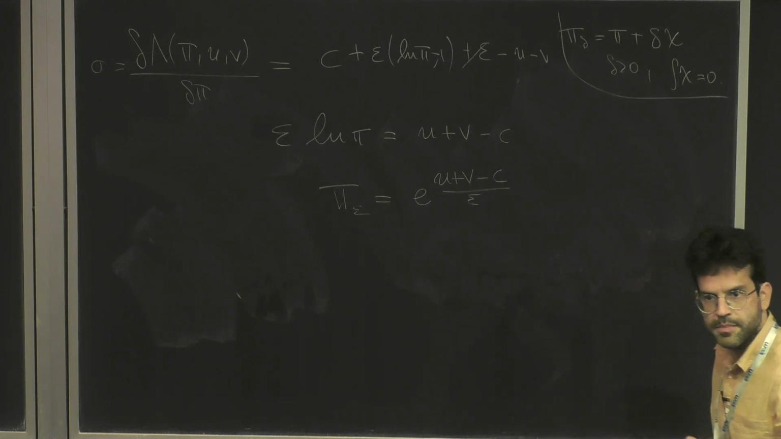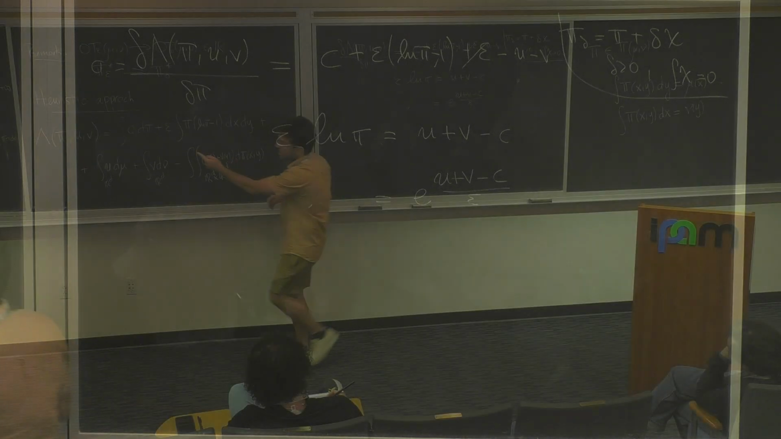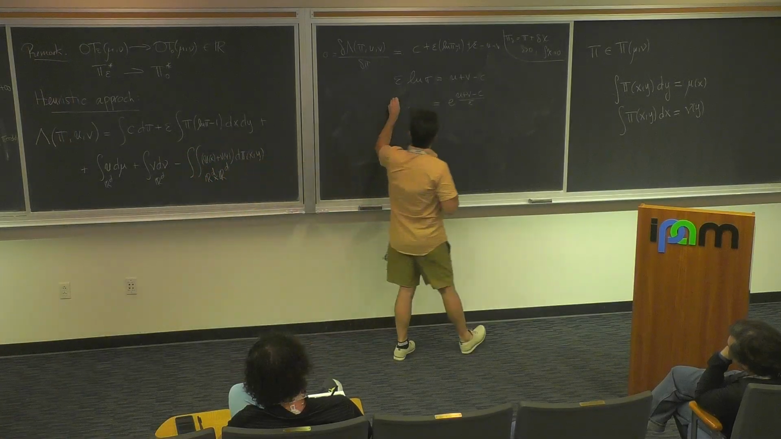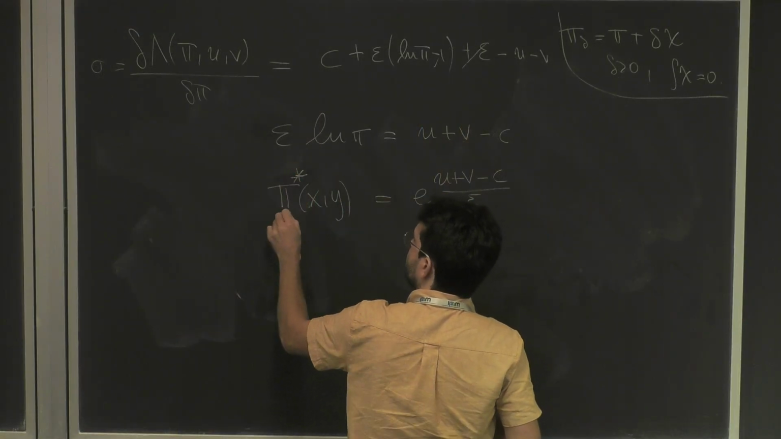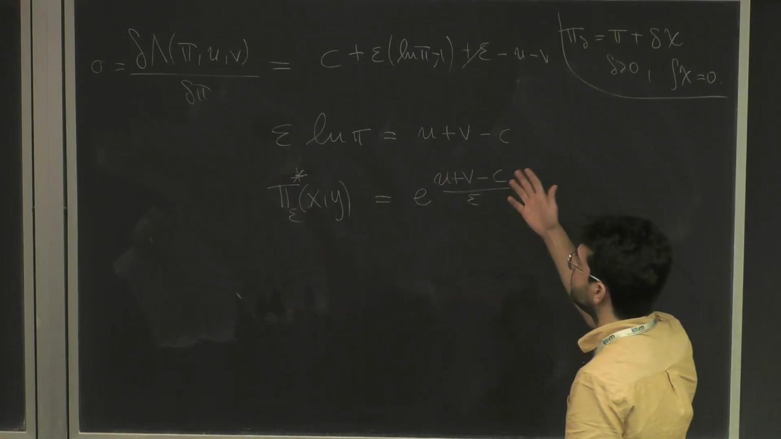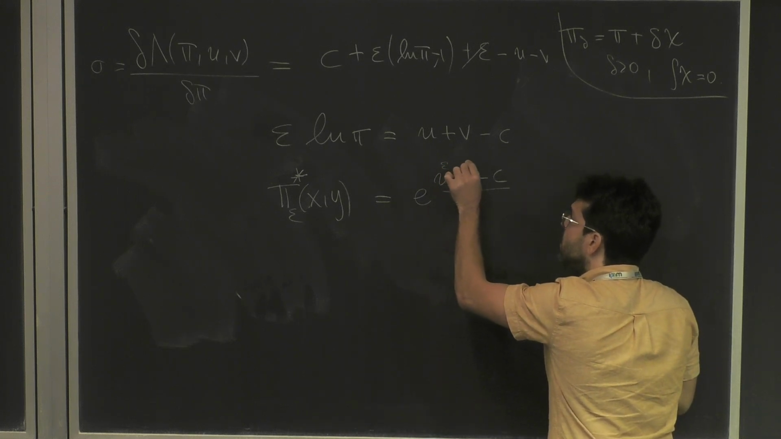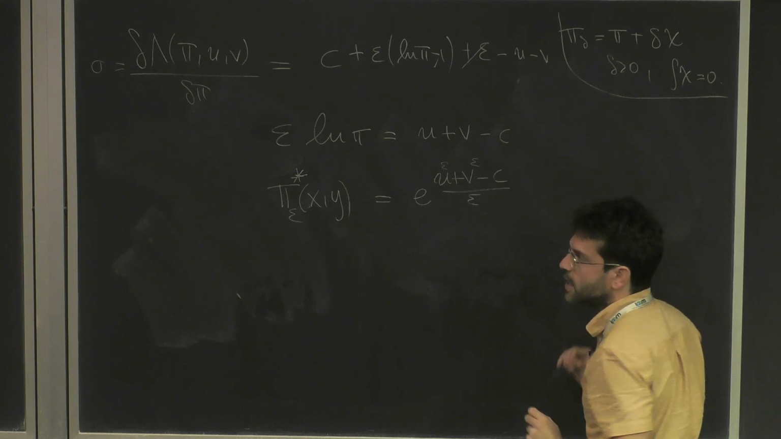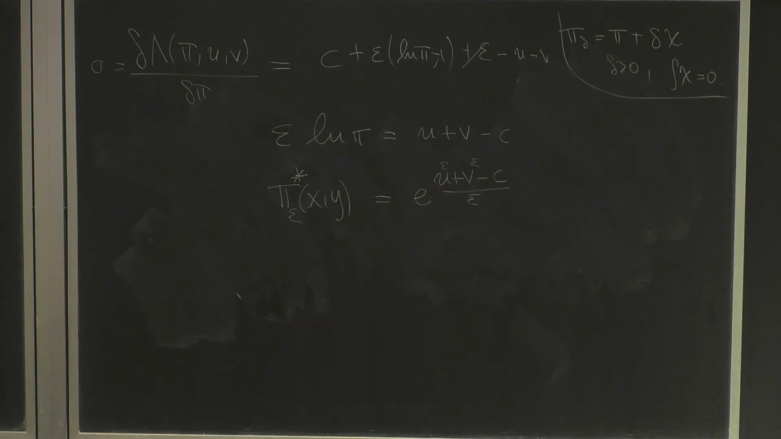So pi is the exponential of u plus v minus c divided by epsilon. So this depends on epsilon. This is actually a function, because my entropy depends on x and y. This is optimal, and it depends on epsilon. I'm not keeping the dependence on epsilon everywhere, but u and v also depend on epsilon. This is something that makes this problem a little bit difficult, but I'm going to drop this epsilon in u a lot of times. Okay?